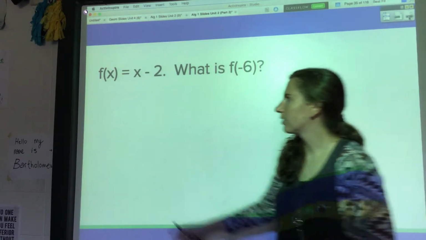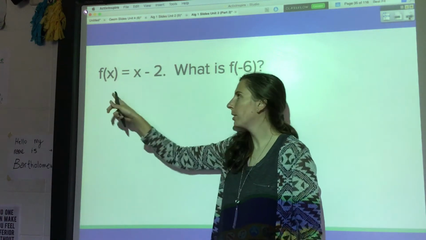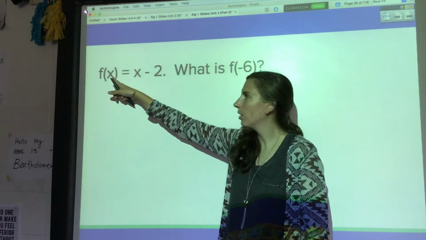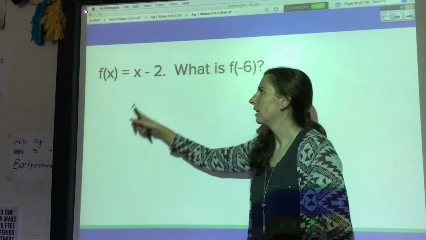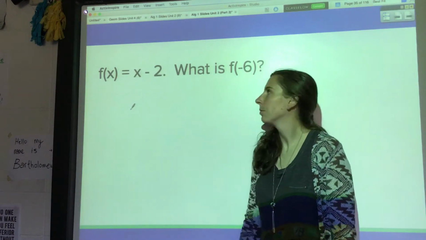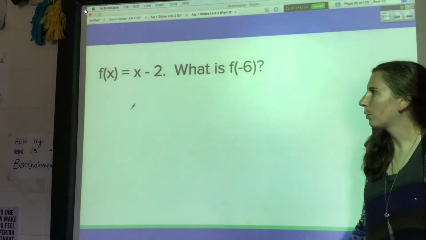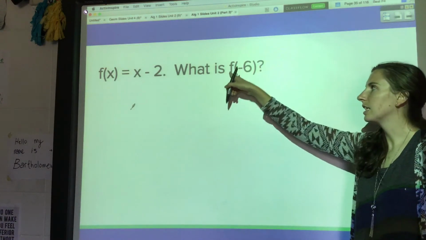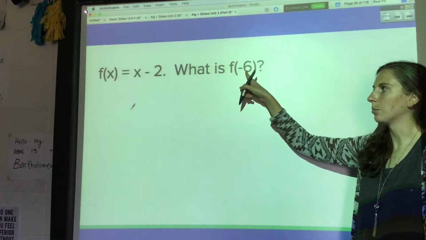So this function is function f. The input at the moment is x. That's just a placeholder though. And the rule for this function is take the input and subtract 2. So now I want to know what's function f if instead of x, I have -6 as the input.